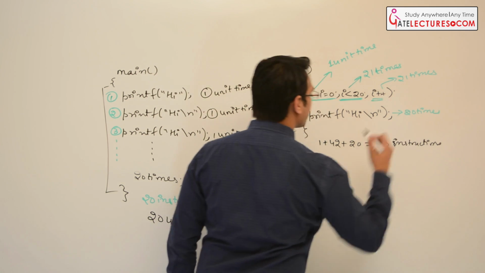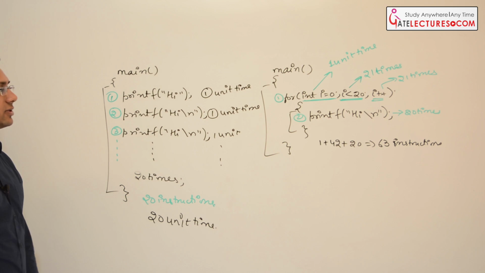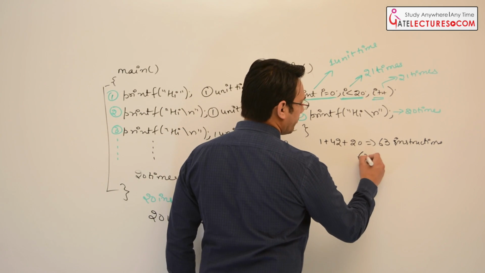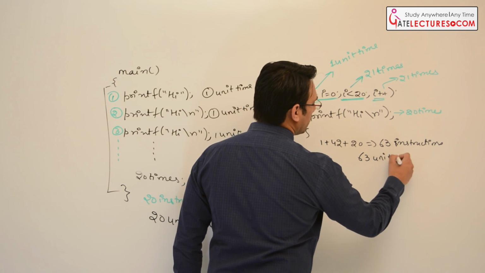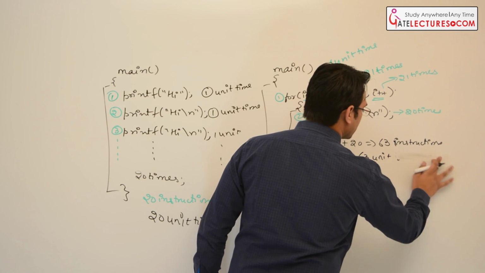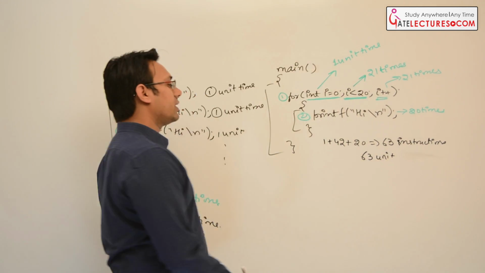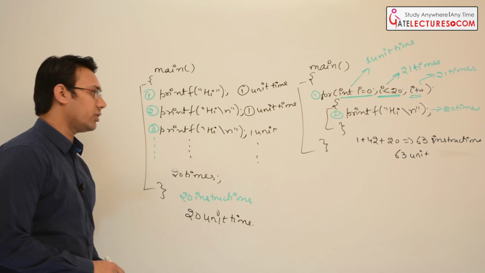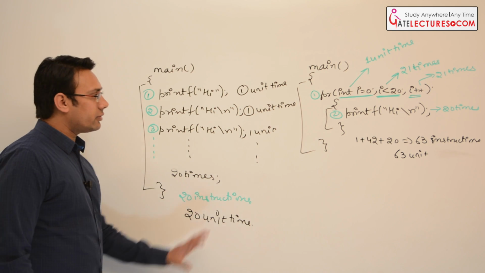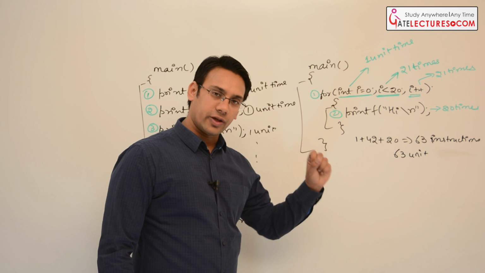63 instructions are being executed, and in this program only 20 instructions are being executed. Therefore, here it is going to take 63 units of time, while the other takes 20. Now as you can see, we have compared these two programs on the basis of the number of instructions being executed.